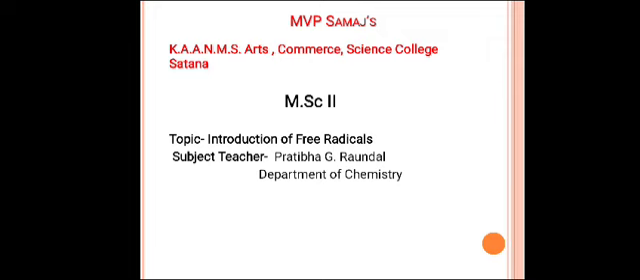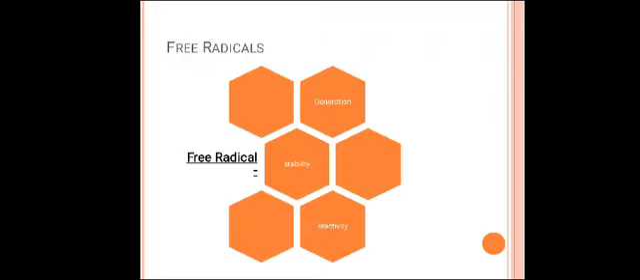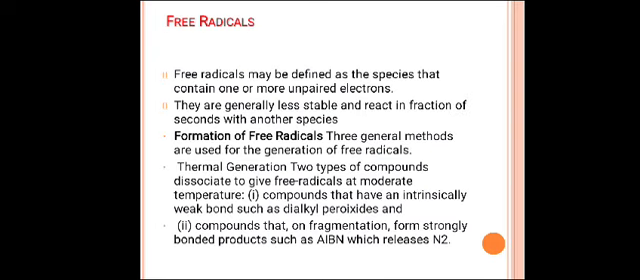Today I am going to discuss the introduction of free radicals. In this video we see the generation of free radicals, stability of free radicals and the reactivity of free radicals. A free radical is defined as a species that contains one or more unpaired electrons. Free radicals are generally less stable and react in a fraction of a second with another species.